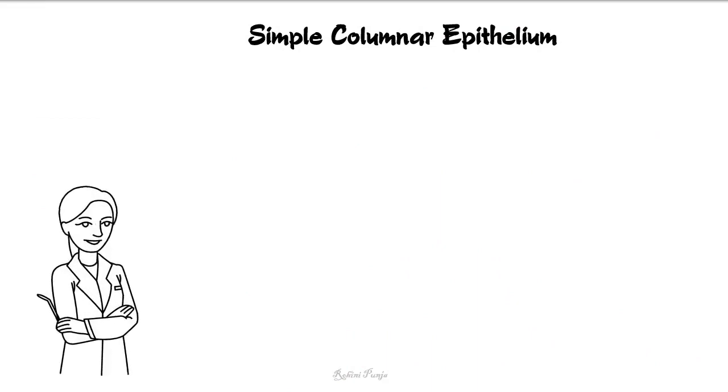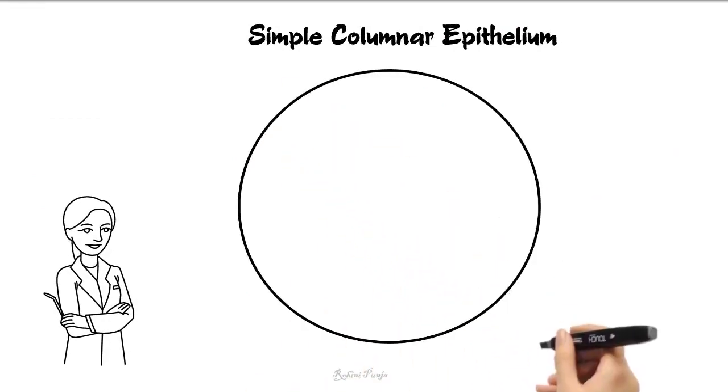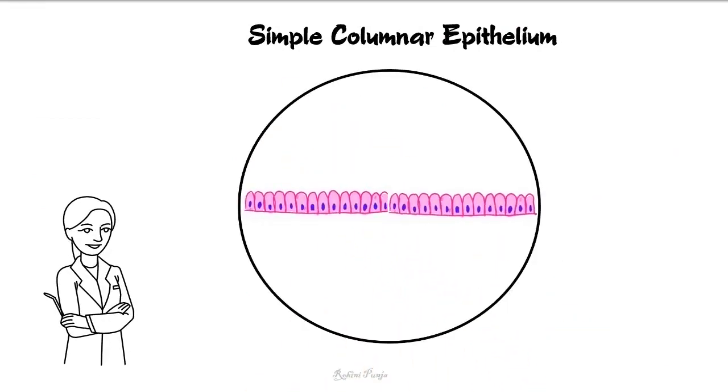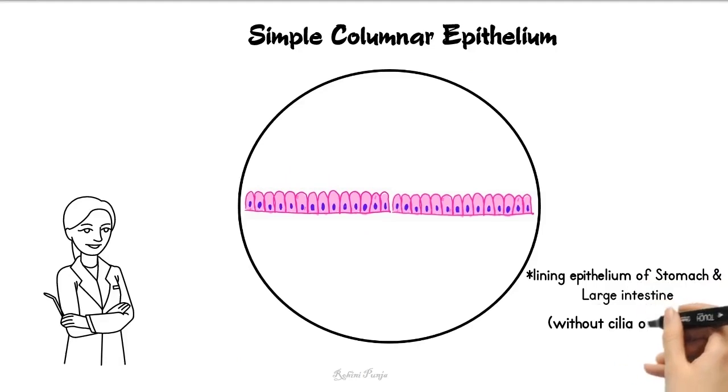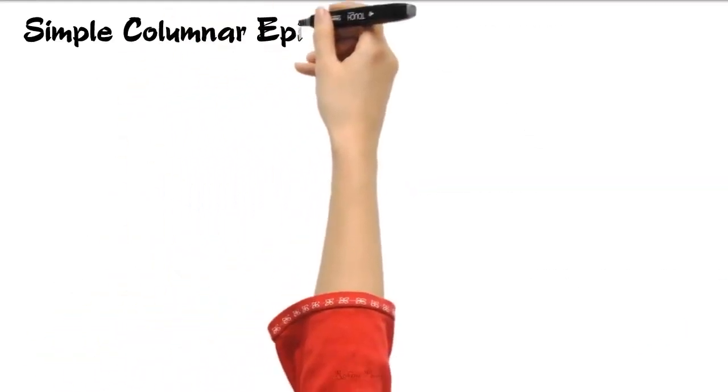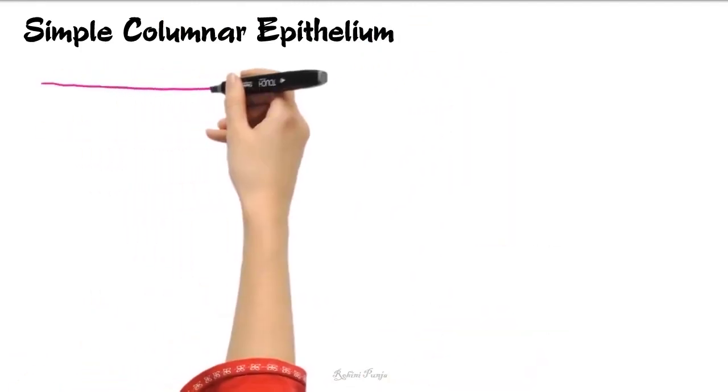Simple columnar epithelium is seen as the lining epithelium of stomach and large intestine. Columnar cells with surface projections such as cilia and microvilli are seen lining the respiratory tract and small intestine. Here's how we draw it. Steps to draw columnar epithelium.